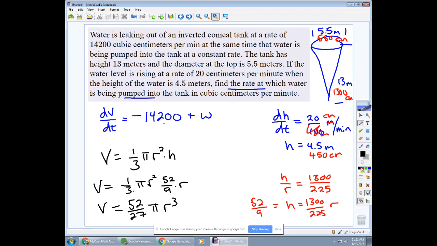So it should be 9h over 52, so cancel all that. And just a good idea on a test, don't erase stuff, just cross it out so you can still see it. Because every once in a while, you erase the right answer. Don't you hate when that happens?